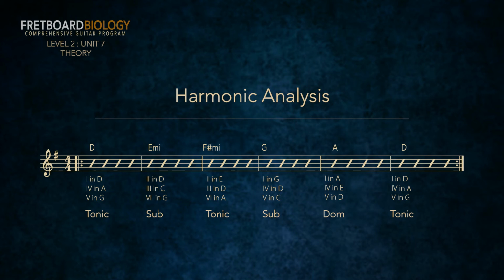The G major, the 4 chord, is a member of the subdominant family. The A chord, the 5 chord, is a member of the dominant family. And the final chord, D major again, is a member of the tonic family. That's pretty manageable, right? We were able to do that because we understand the harmonized major scale.